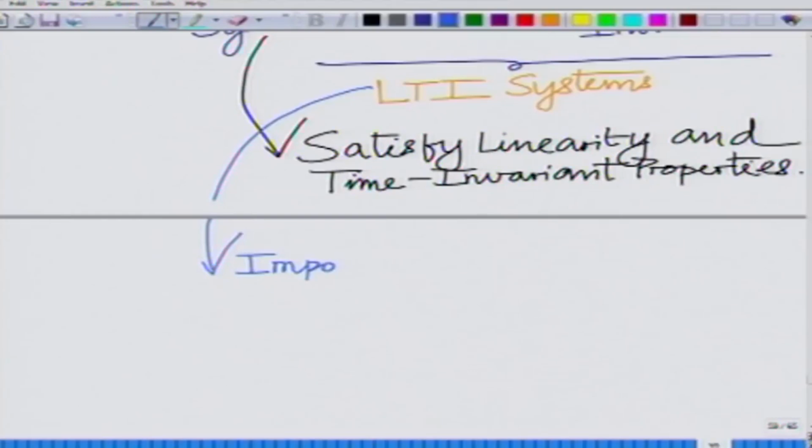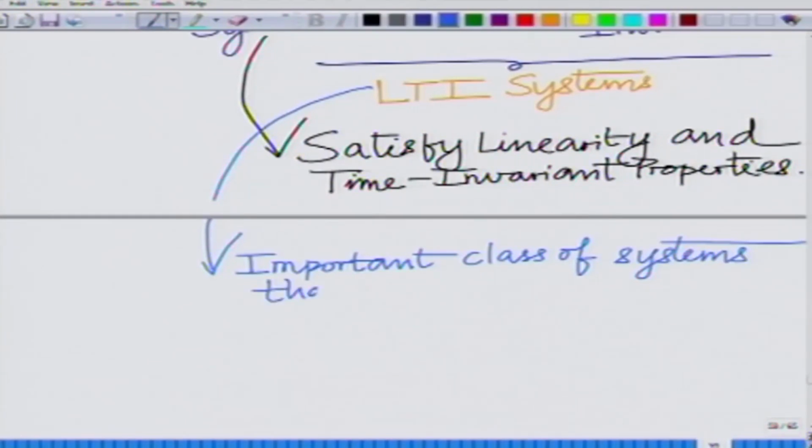This is a very important class of systems, the most important class of systems that we are going to frequently encounter. Okay, so this is the class of LTI systems, which stands for linear time invariant systems, systems that are both linear as well as time invariant. Okay.